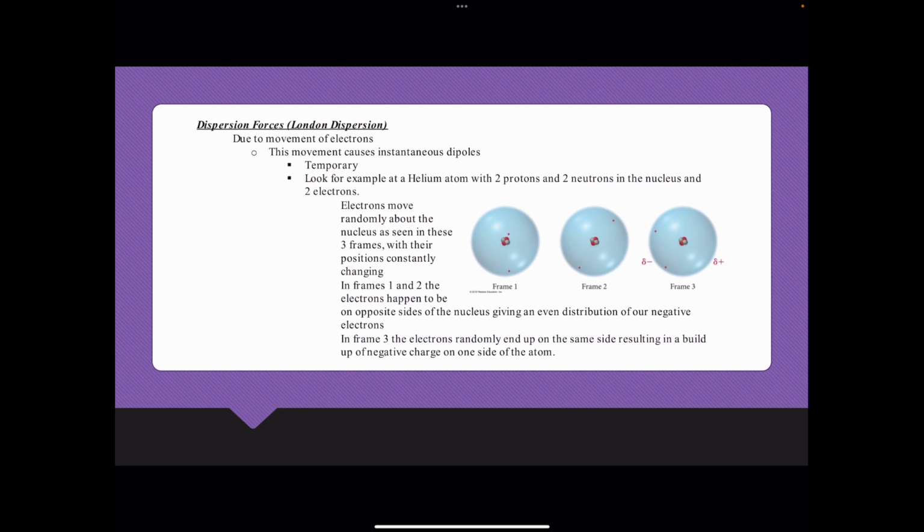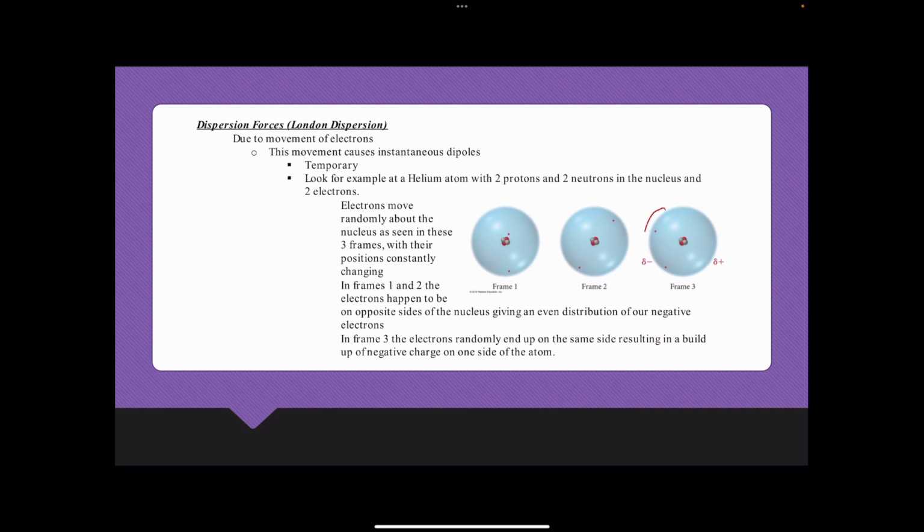Those particles don't stay there. The electrons are constantly moving. It's just in one instant they're there, and another instant they're somewhere else. So looking at frame 1 and 2, the electrons happen to be on opposite sides of the nucleus. So that's going to give an even distribution of our electrons. We've got negative charge on both sides. But in frame 3, just based on the random movement of our electrons, the electrons happen to end up on the same side of the atom.